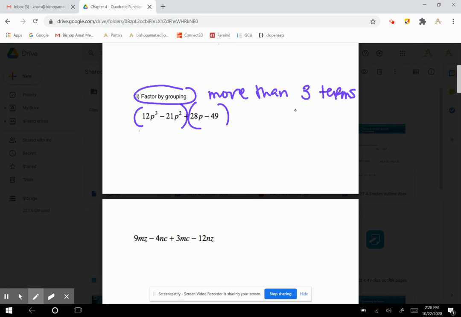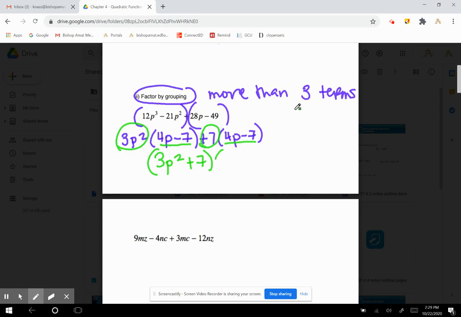So here we can factor out a 3p squared. So you're left with 4p minus 7. Here you can factor out a positive 7, so you're left with 4p minus 7. The parentheses must be the same. If it's not the same, you've done something wrong. So we're going to group these back together. What's not inside the parentheses goes in a group, and then what's left over is the 4p minus 7.